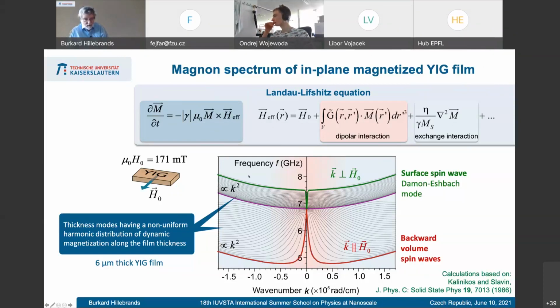And if you do that for a film of finite thickness, 6 micrometer in this example, you get all these modes, and you can identify now what you have learned before. That is done for a somewhat larger wave vector range, and it is also plotted for positive and negative wave vectors. Then you see the surface mode here again. You see the backward volume mode. You see the increase due to exchange interaction here on all at high wave vectors. But you can see something more. You get all the standing wave modes which propagate between the front and the back of the surface.